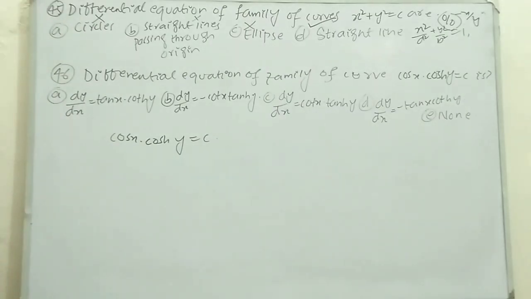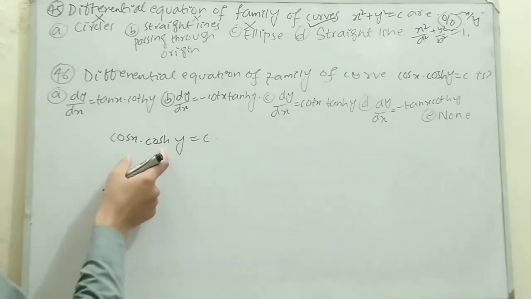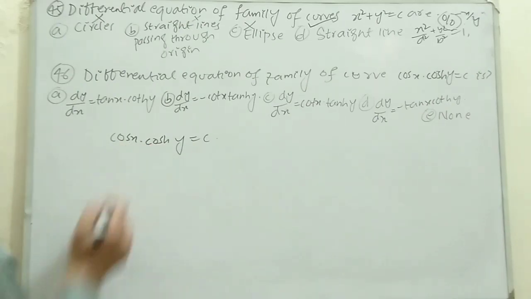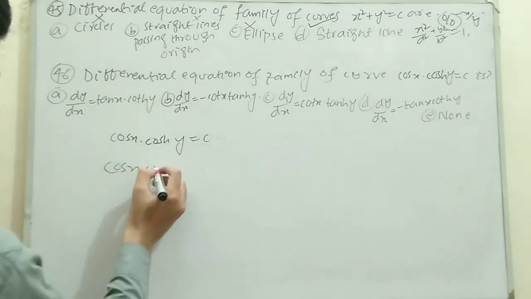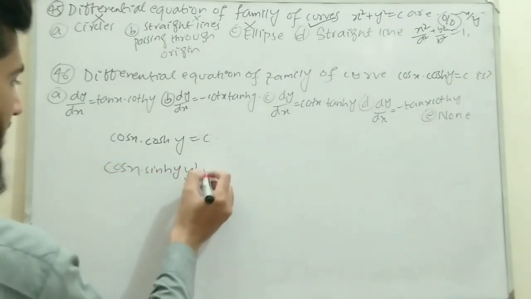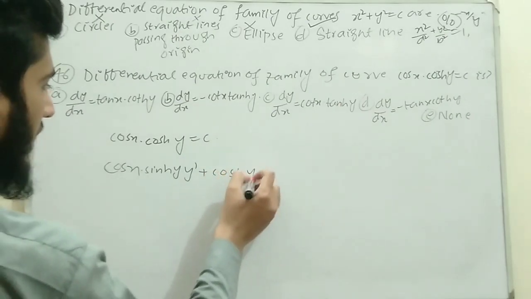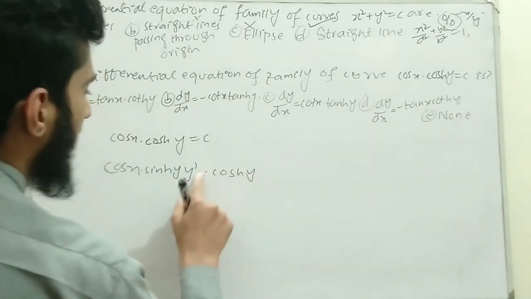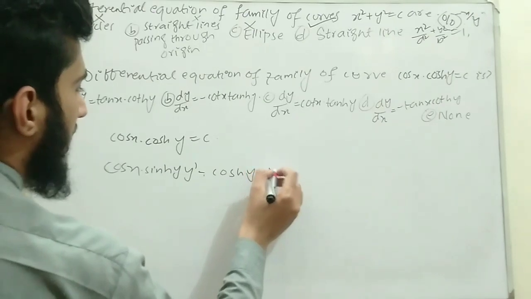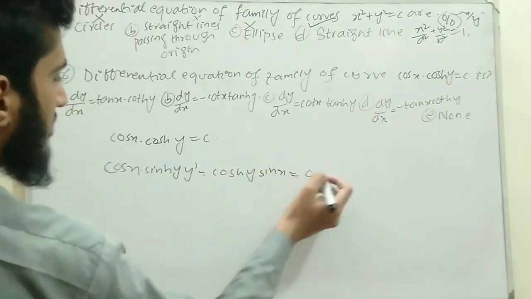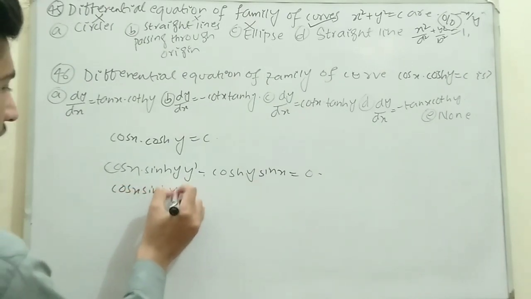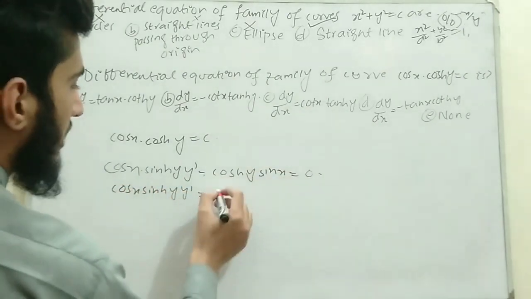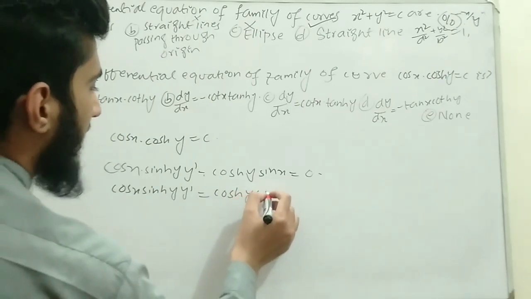Now after this, I am taking the derivative of both sides. So using the product rule on the left hand side: first function, derivative of the second function is sinh y y dash, plus cosh y, and taking the derivative of cos x, which is equal to negative sin x. The derivative of a constant is 0. Shift this to the right hand side, it becomes cos x sinh y y dash is equal to cosh y sin x.